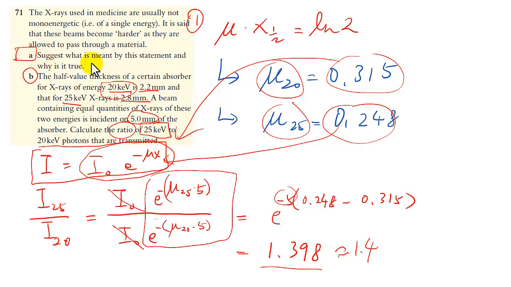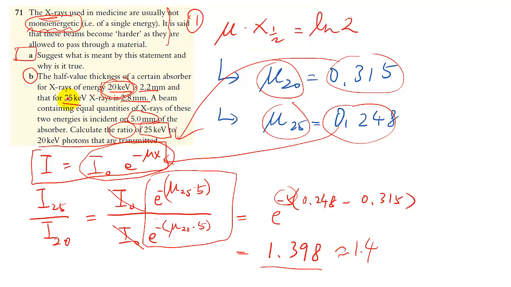Part A is asking you to suggest what it means by an X-ray that is not monoenergetic, and why we call it harder for these beams as they are allowed to pass through material. I think the basic idea is, since you have different energy, I don't actually know how nice a way the question has of saying what it means by hard.